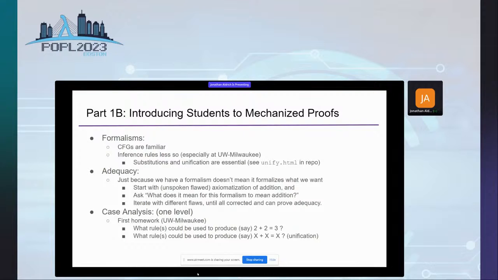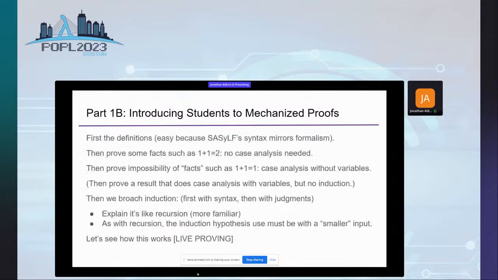Now let's see if I can go to the next slide here. This is sort of showing what I'm going to be doing. We're going to look at some easy definitions, look at proving some simple facts, and prove the impossibility of things like 1 + 1 = 1.